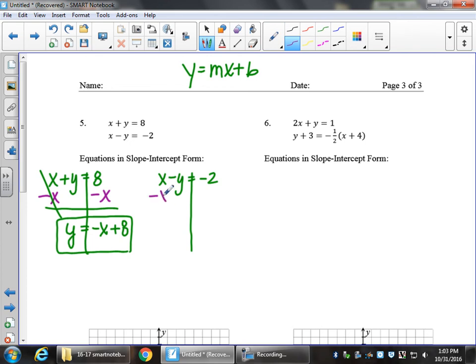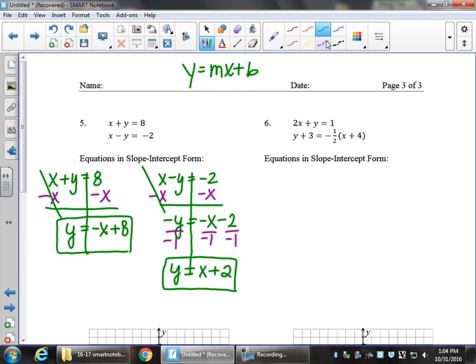I'm going to subtract x from both sides. I get negative y equals negative x minus 2. I know I'm not done because I see that negative 1 out front. Remember, this negative represents a negative 1. So we're going to divide each piece by negative 1. And we get y equals x plus 2.